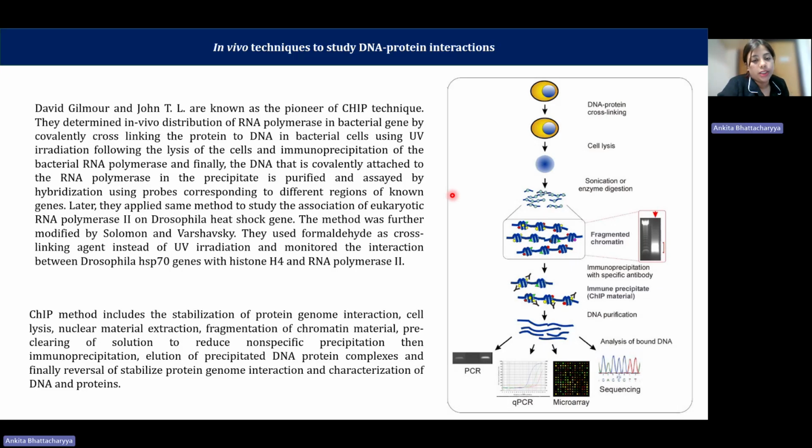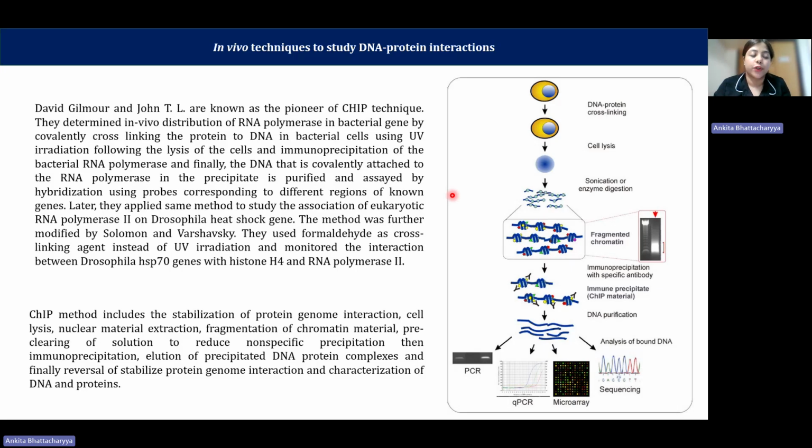They carried out UV radiation followed by cell lysis and immunoprecipitation of the bacterial RNA polymerase. Finally, the DNA that is attached to the RNA polymerase in the precipitate can be purified and assayed by hybridization using probes which correspond to different regions of known genes. So basically, to see where active RNA polymerase II recruitment was occurring, to find active sites of transcription.